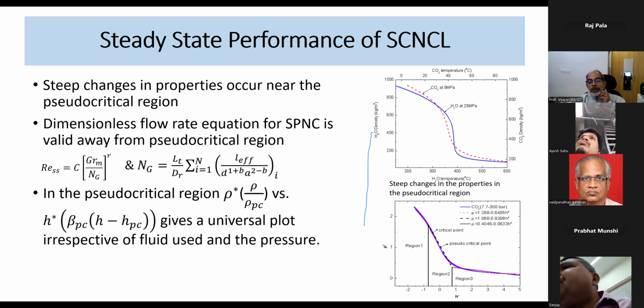Now, if you have a single phase natural circulation system, and as you keep on increasing the pressure, and when you go through the pseudocritical region, then you find there is a steep change in fluid properties that is happening. A steep change in density is happening.